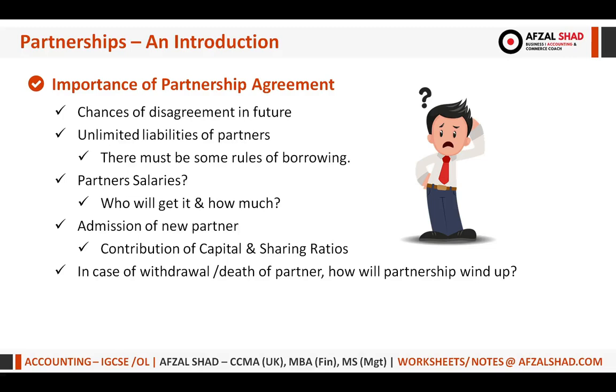Suppose in future we want to admit a new partner into the business. How will he contribute in terms of capital, in terms of goodwill, and in terms of running the business, and what will be the terms of the incorporation or getting a new partner? Then, in case of withdrawal or death of a partner, if one partner is deceased, how will the partnership wind up? All of these things are basically the risks involved in the partnership. In order to avoid these risks, we go into a partnership agreement, a written agreement of a partnership.